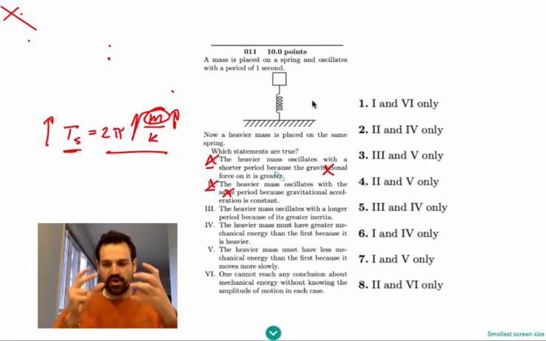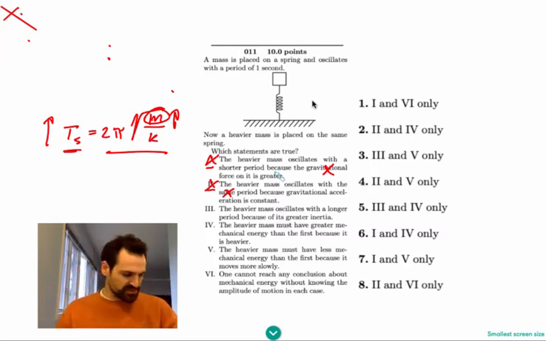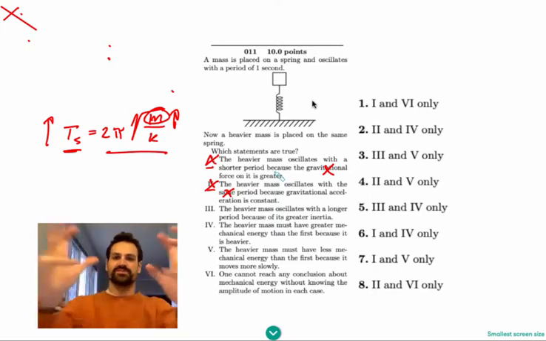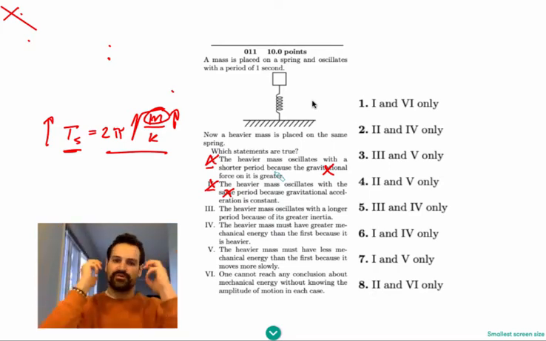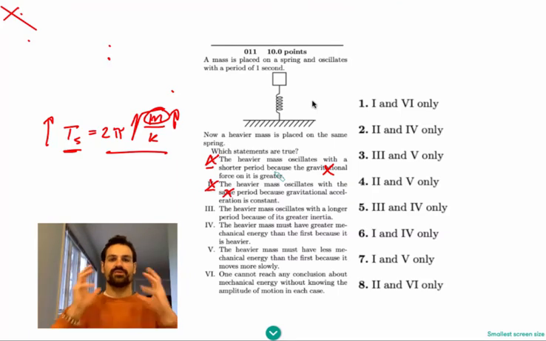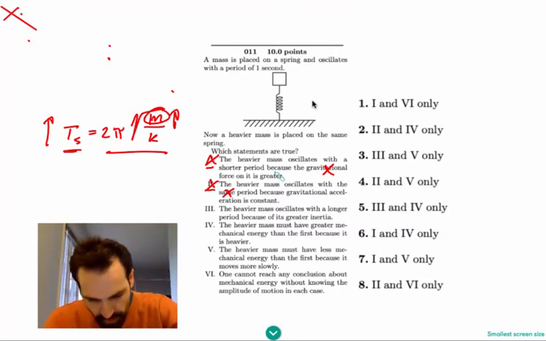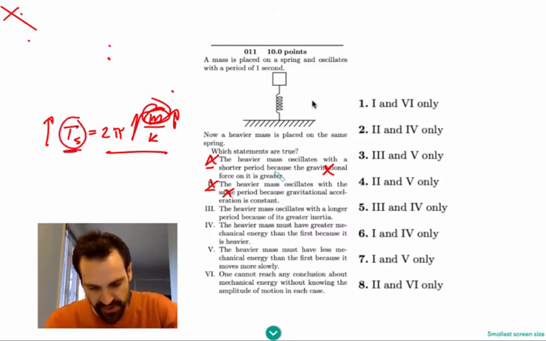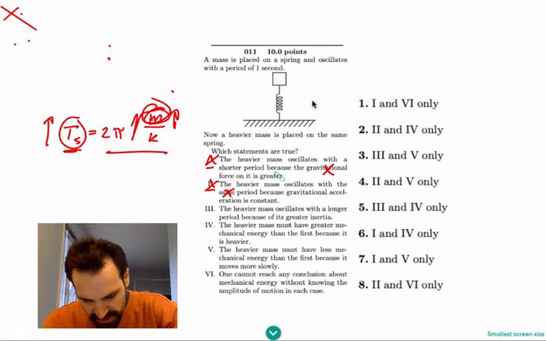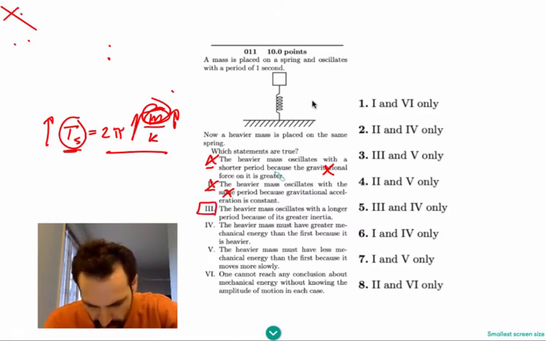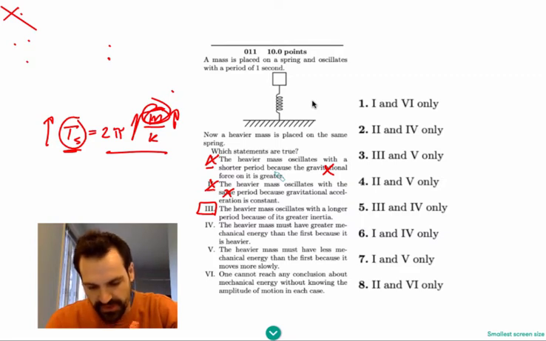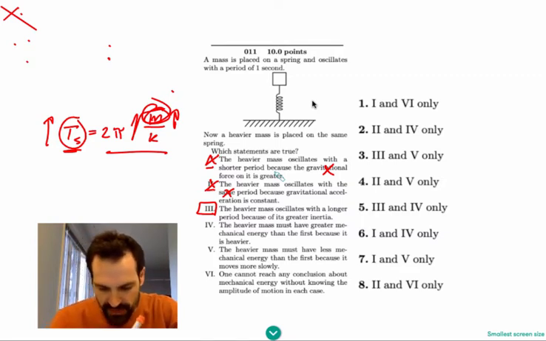Think about shaking a small box versus a heavy box. The heavy box is going to take you more effort and more time to shake it back and forth than the light box. So more mass, more period because of inertia. So the heavier mass oscillates with a longer period because of its inertia. So 3 is true. 4: Heavier mass must have greater mechanical energy than the first because it is heavier.